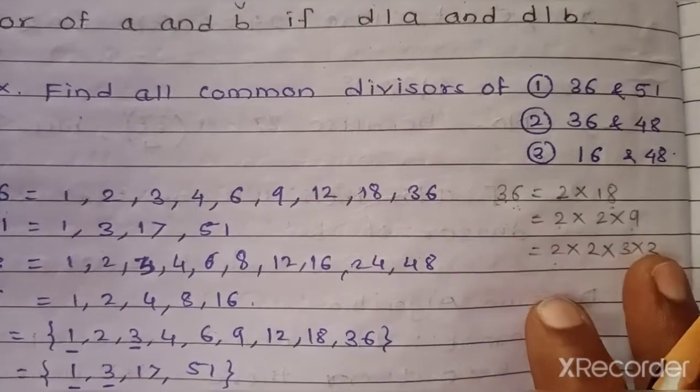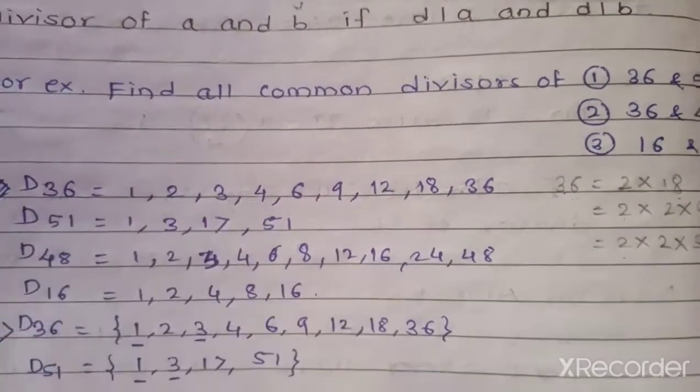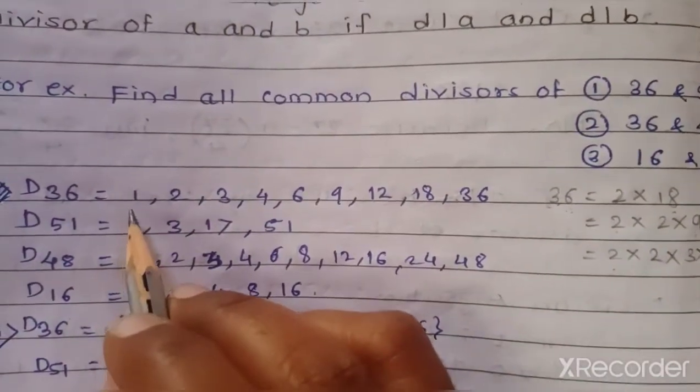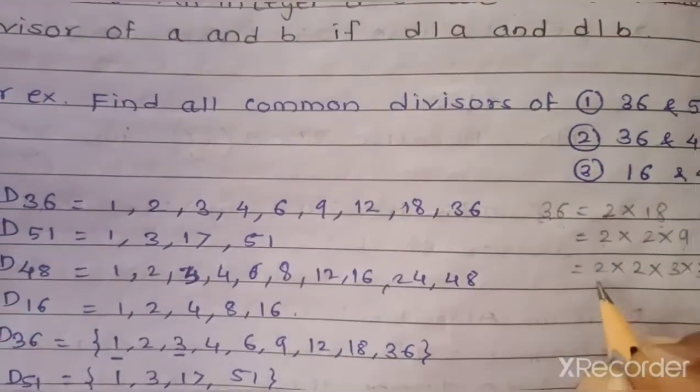Now from this combination we find the divisors of 36. See how we can write this. We know that by default 1 divides every number. So first of all we write 1. Next we write 2.